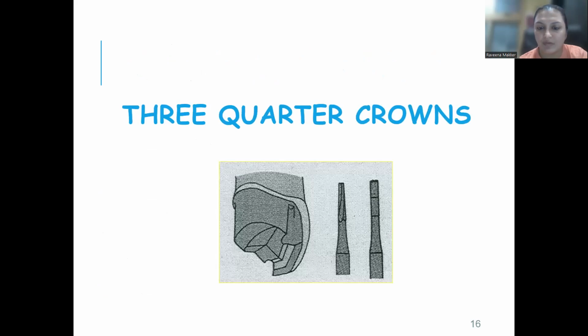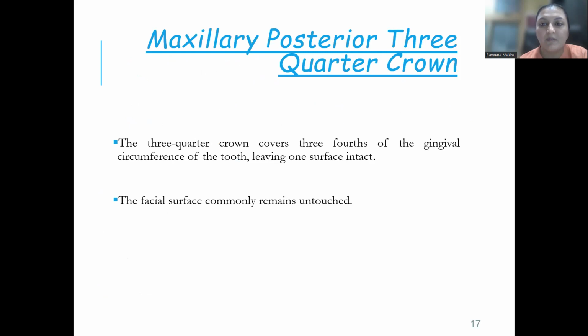Then, 3/4 crowns. Maxillary posterior 3/4 crown. The 3/4 crown covers 3/4 of the gingival circumference of the tooth, leaving one surface intact. The facial surface commonly remains untouched.